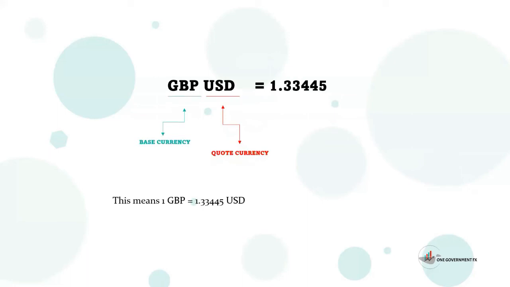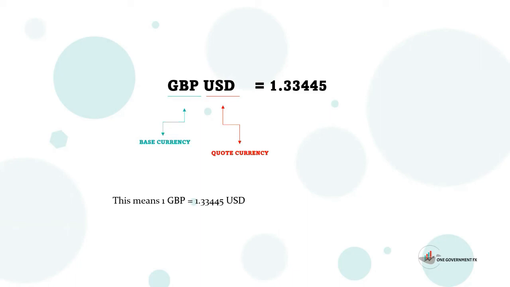Next week we'll go into the applications, the trading platforms, so we get more familiar with them. What this means basically is one British pound is equal to 1.33445 US dollars. So that's basically whatever you see there.